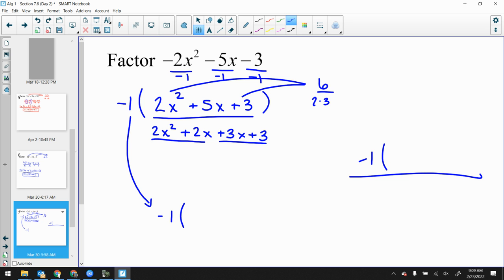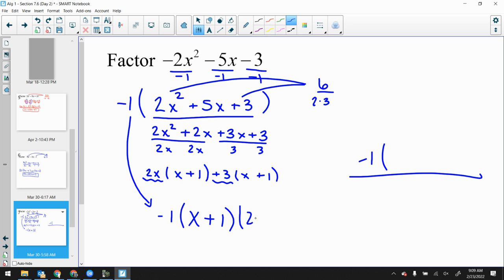All right, and now we factor by grouping. Looks like I've got a 2x as my GCF, which leaves us with an x and then a 1. And it looks like I can divide these both by 3, which leaves me with an x and a 1. So I'm now to my final step. Now I'm going to pick up that negative 1. So my solution is, okay, the common binomial was the x plus 1. The leftovers is the 2x plus 3. That's my solution.